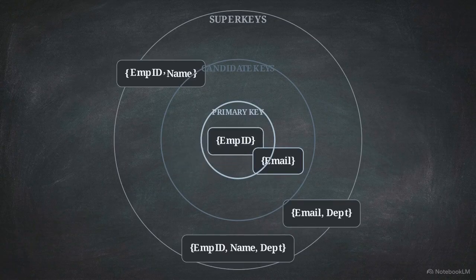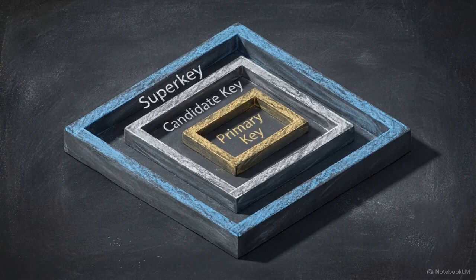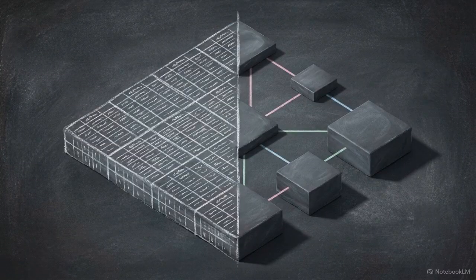Finally, we reach the innermost layer, the primary key. The primary key is the single candidate key chosen by the database designer to enforce referential integrity across the system. This establishes a strict hierarchy. Every primary key is a candidate key, and every candidate key is a superkey. The reverse is not always true. Applying this hierarchy separates a bloated table structure from a streamlined, efficient architecture.